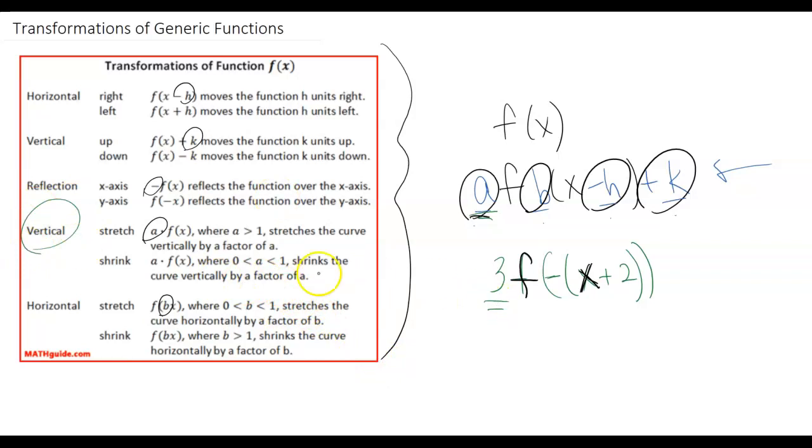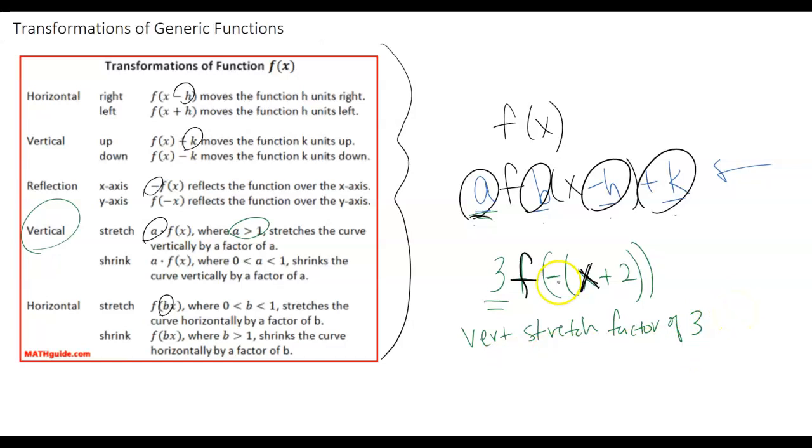Now, 3 is definitely bigger than 1, right? So I know this is going to be a vertical stretch by a factor of 3. What does that mean? It means I am stretching it vertically 3 times greater than it already was. Another way of thinking about it, guys, is that that is going to multiply your y values by 3. I'm not going to write that, but you might want to. That's going to be multiplying the y values of your graph by 3.